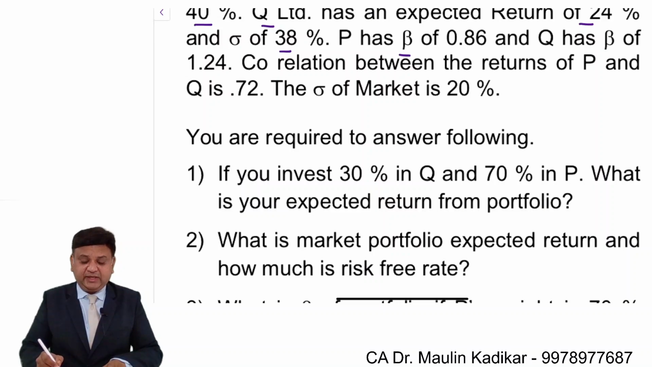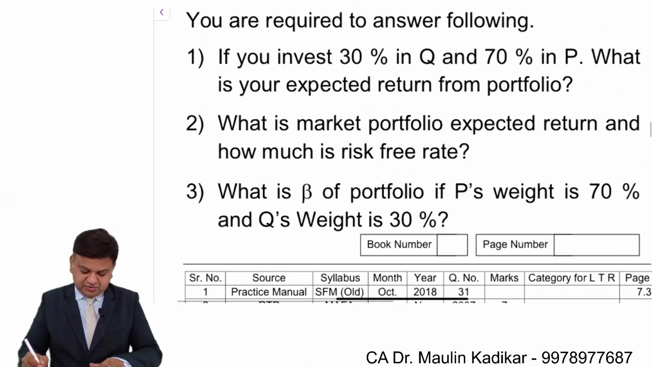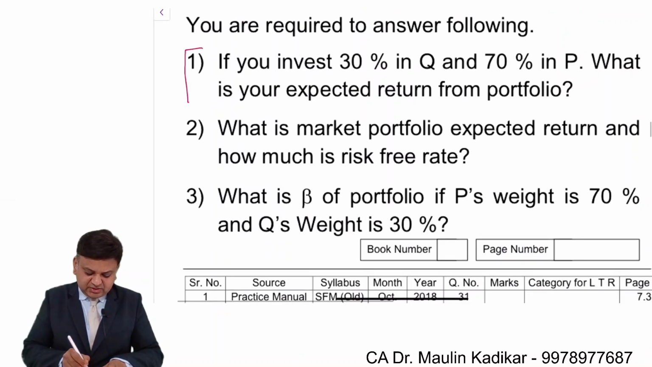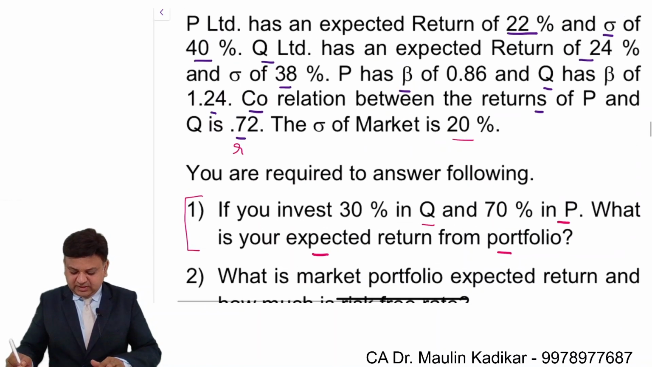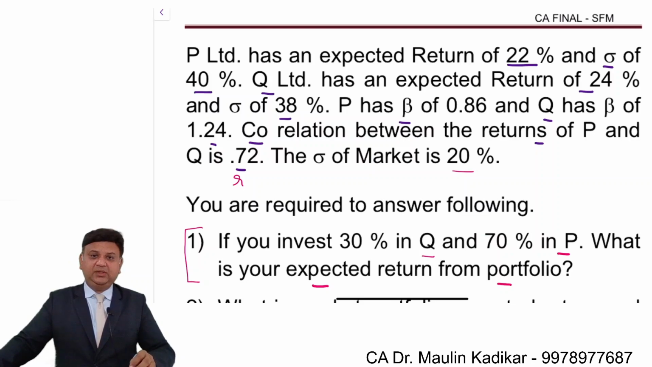P has beta 0.86 and Q has beta 1.24. Correlation between returns of security P and Q is 0.72. That is, r is provided to us. And standard deviation of the market portfolio is 20%. The first question is, if you invest 30% in Q and 70% in P, what is the expected return of the portfolio? I want you to tell me the answer of the first question in terms of the expected return from the portfolio.